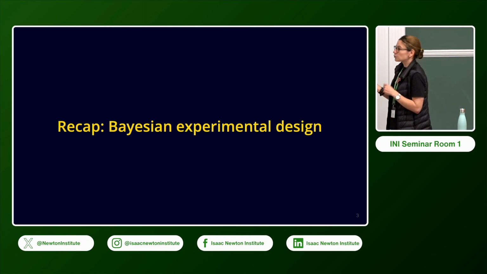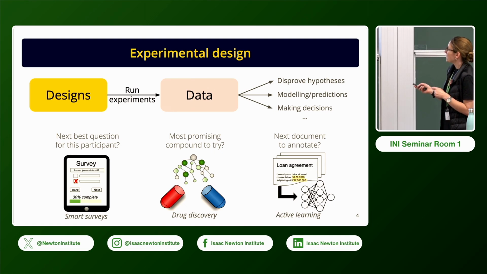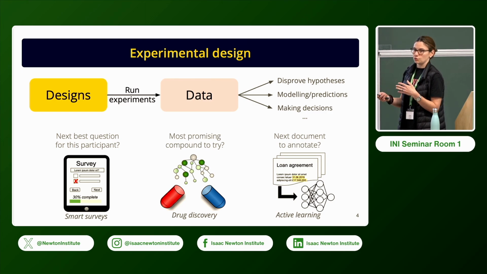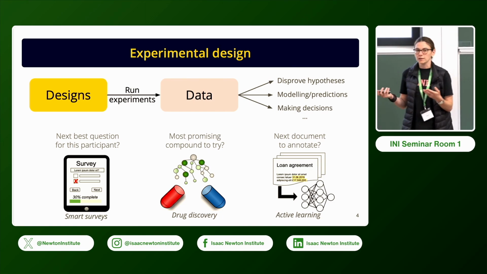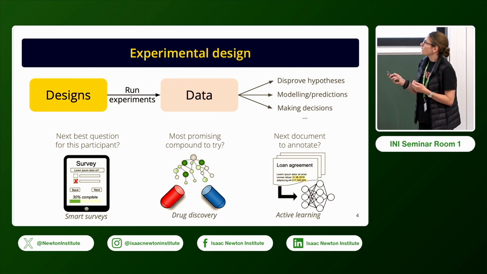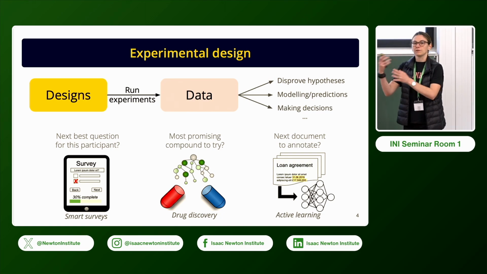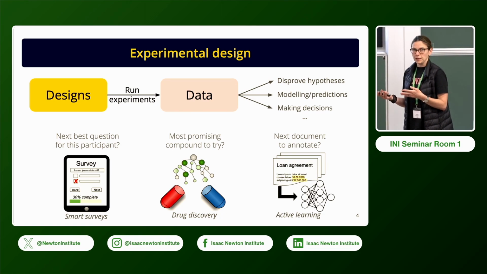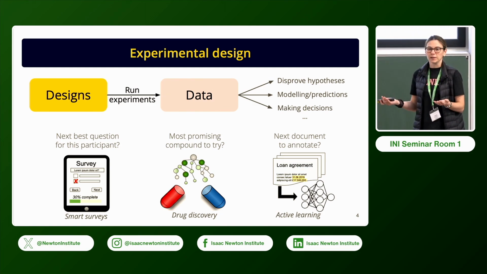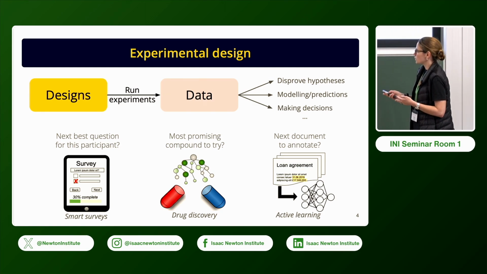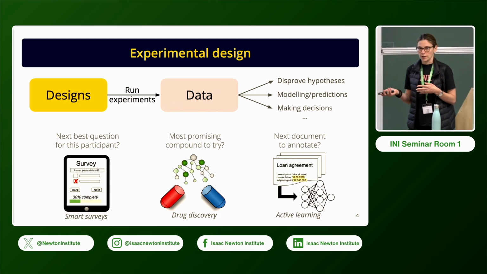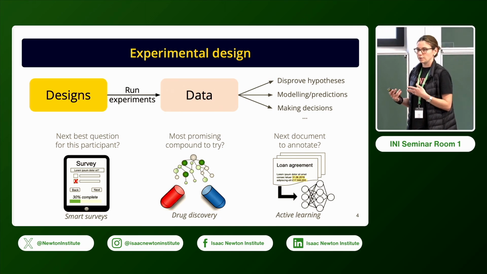Okay, so just a quick recap of what we talked about yesterday. Rather than starting with data and making all of these downstream tasks, such as predictions, modeling, proving, disproving hypotheses, and so on, in BED land, we actually design the experiments that will give rise to the data, right? And as we discussed, many problems can be formulated as an optimal experimental design problem, such as devising online surveys, things like drug discovery, and things like active learning. So building predictive models in a sample-efficient manner.